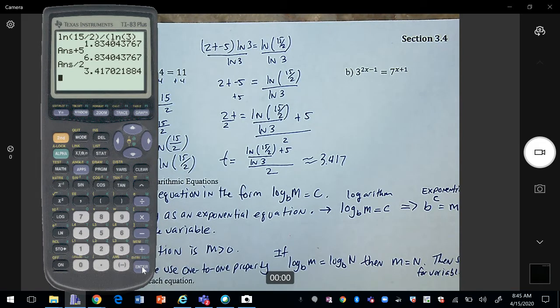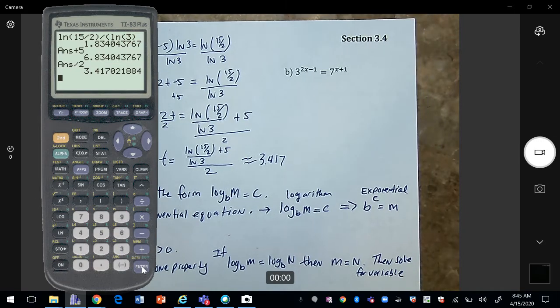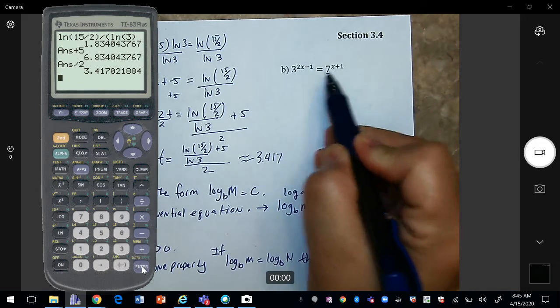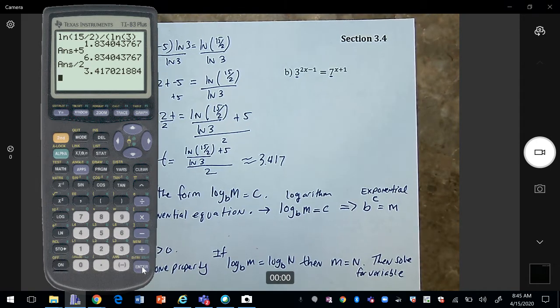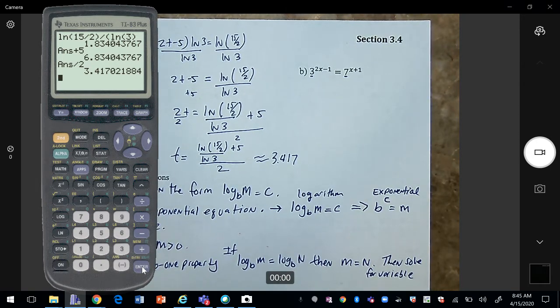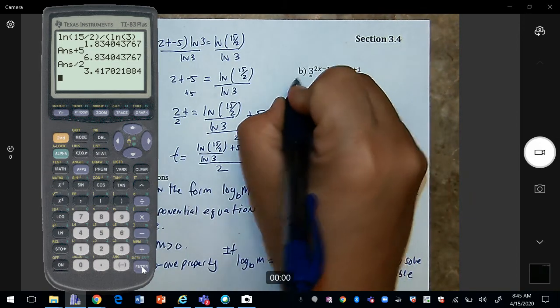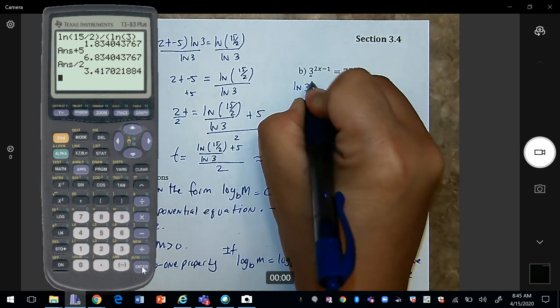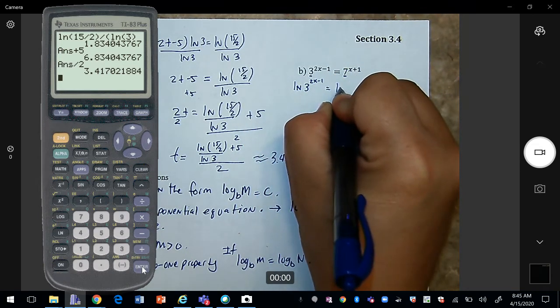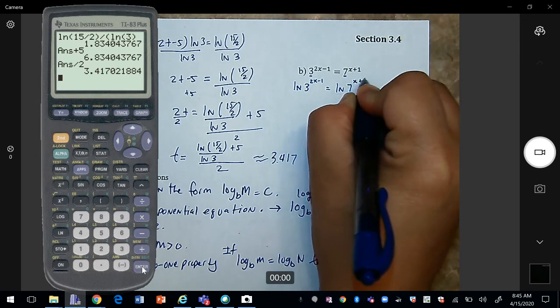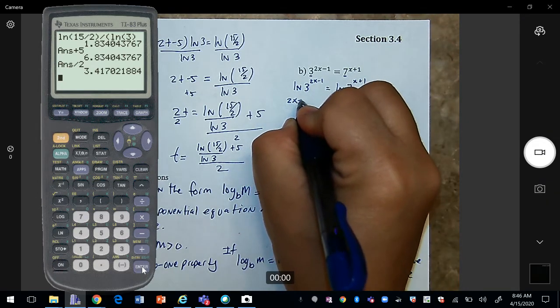Let's go ahead and try the next one. Letter B. So again, for these problems, you want to check if you can make these bases the same, because that's always going to be the quickest way. If you can't, then we have to apply the second way of doing this. In this case, we cannot, so I'm going to multiply by natural log on both sides and apply the power rule, so I'll bring the exponent to the front.